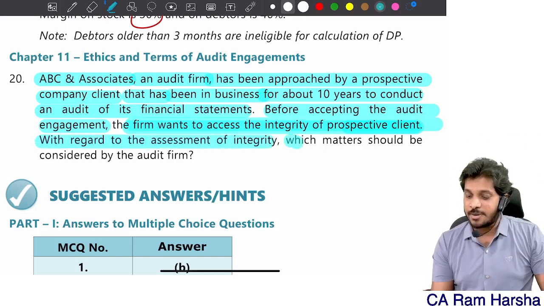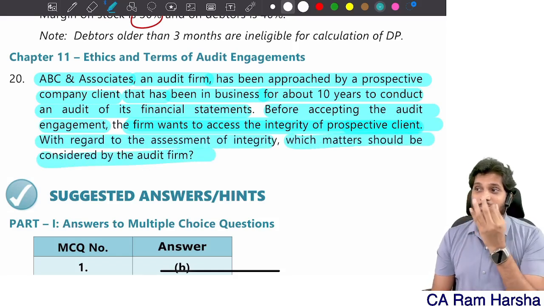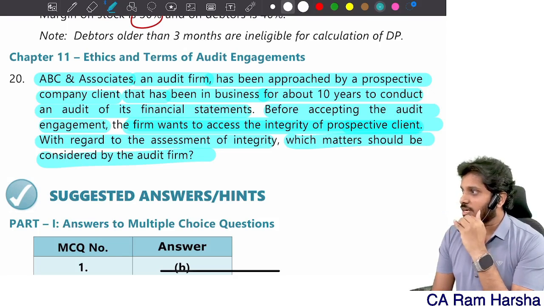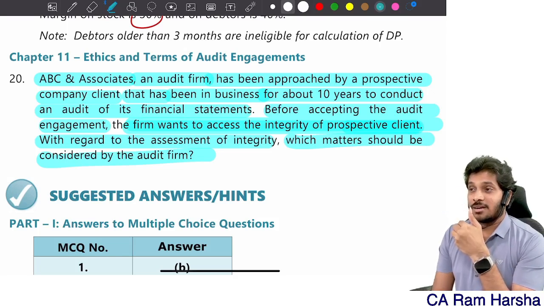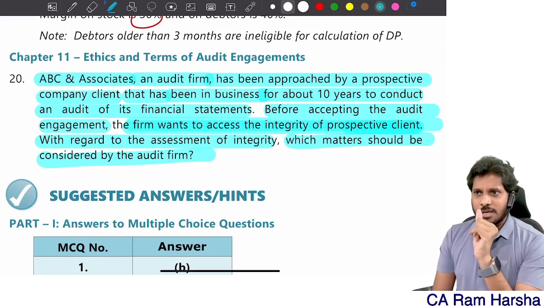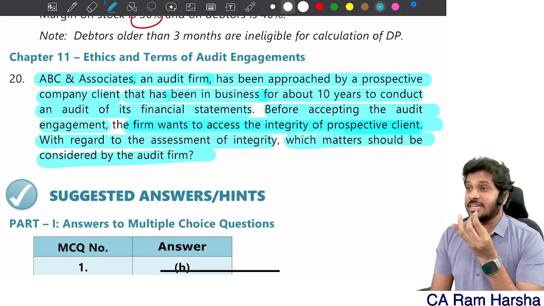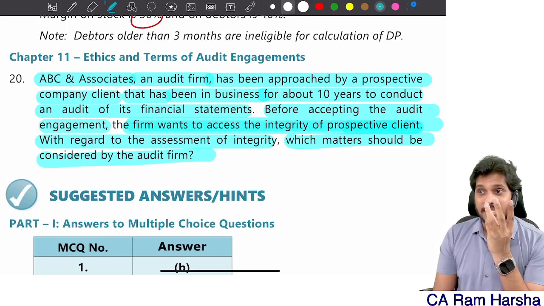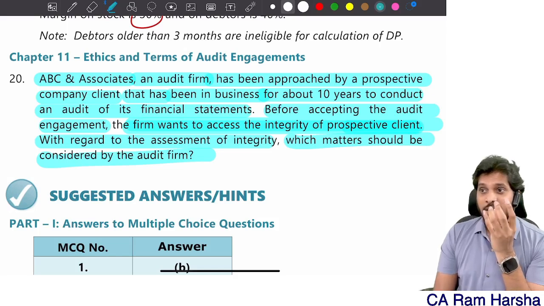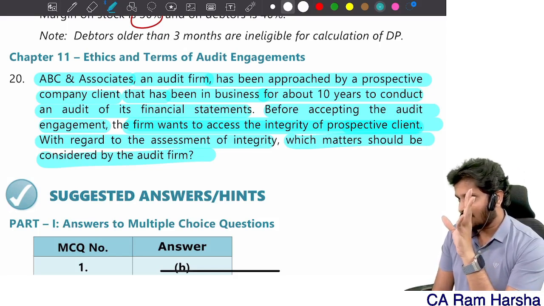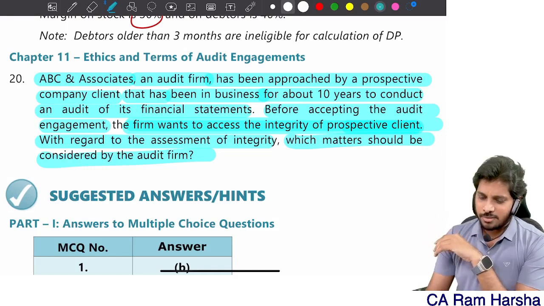With regard to assessment of integrity, what matters? What is the business reputation of the client? Integrity of the client, how will you check? Business reputation, credibility of the client. Whether any money laundering activities are going on, whether the client is aggressively concerned about maintaining the fees as low as possible, whether the client is aggressively interpreting accounting standards or not. Yes or no? 4 points is enough.